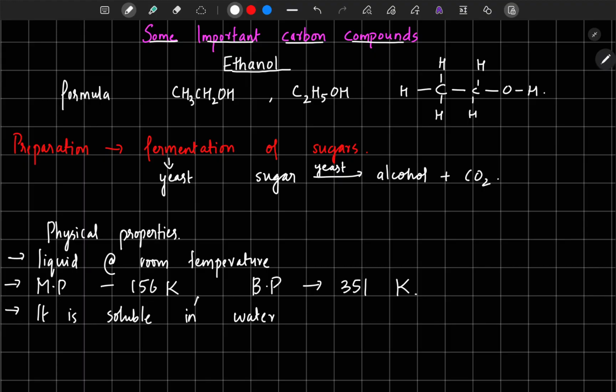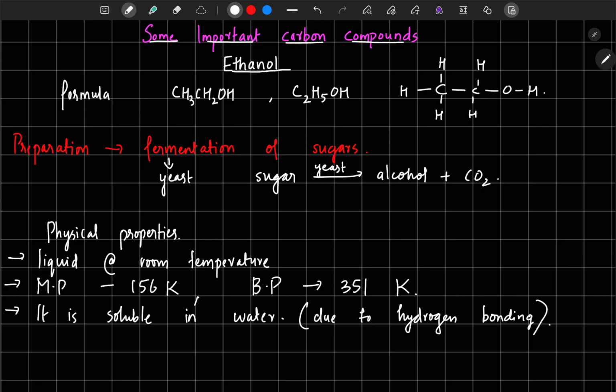It is mainly soluble in water due to hydrogen bonding. We will study about hydrogen bonding later. Hydrogen bonding is an 11th grade topic, so you can look at it later. So it is soluble in water. These are the physical properties.